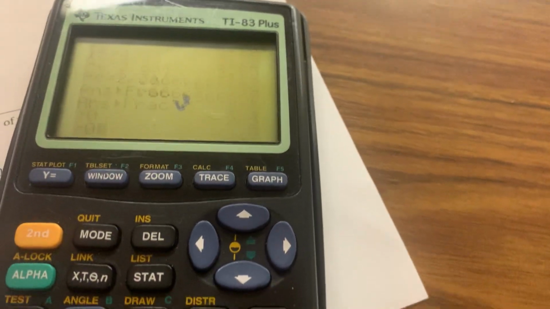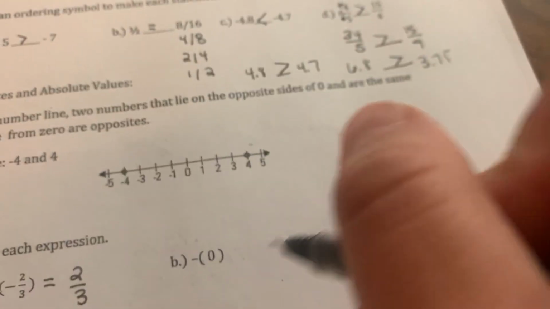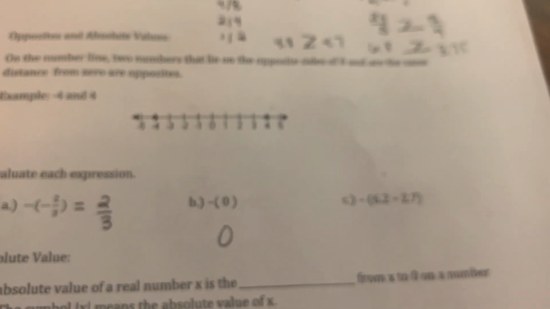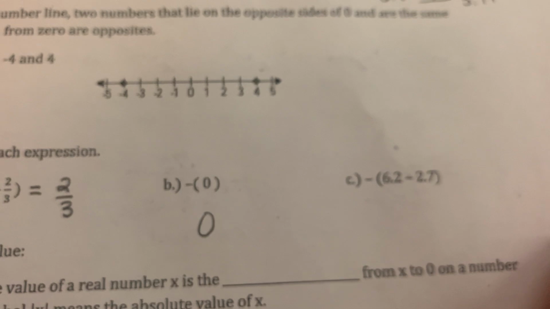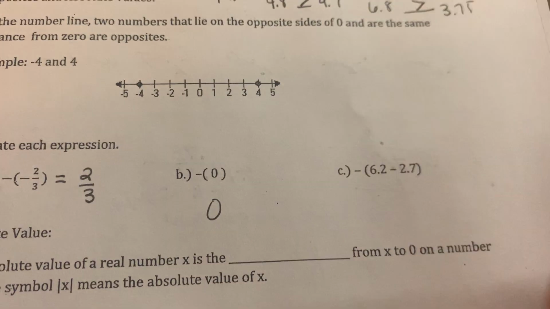And negative 0. Well, 0 is not positive nor negative, so you could say there is not a negative 0, or you could say 0. 0 is neither positive nor negative. So you could say that doesn't exist, a negative 0, or you could just say it's just 0. The opposite of 0 is 0.